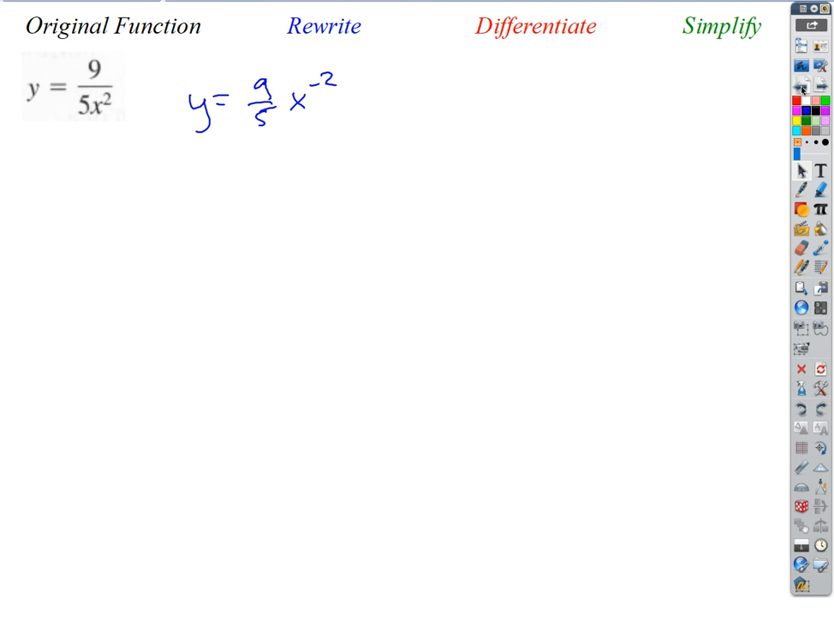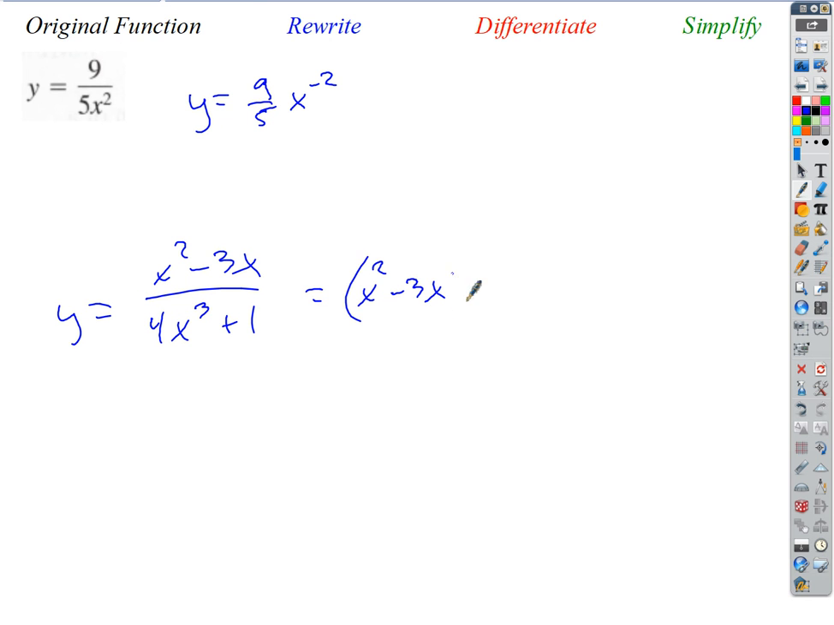Oh, you got a question here. Could you just move all, if you had polynomials on the bottom, up to the top? You could. But here's the problem you're going to run into. In about 3 or 4 days, you'll have an answer to this. It's a good question, what if I had something like x squared minus 3x over 4x cubed plus 1? So the suggestion is, could I write this as the product of x squared minus 3x times the entire bottom to the negative 1?